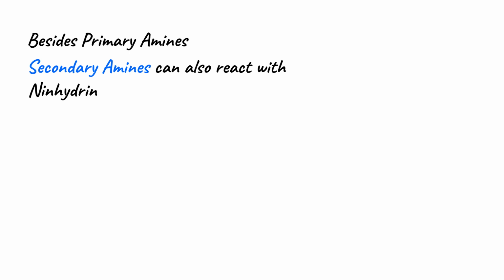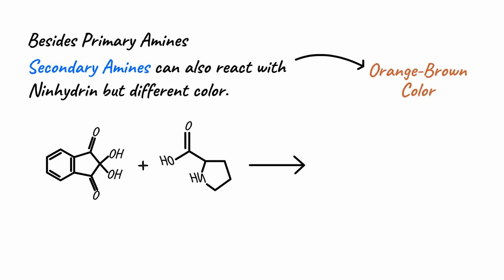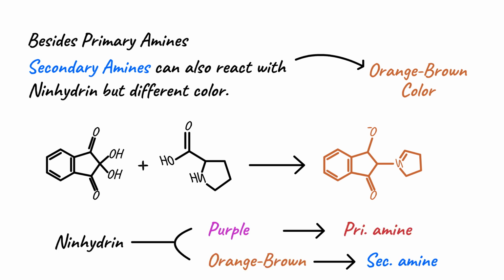Besides primary amines, secondary amines can also give a different color under ninhydrin. Instead of purple, they give an orange to brown color. This is because secondary amines cannot release the aldehyde intermediate the same way, and the mechanism follows a different pathway. So ninhydrin lets you distinguish between primary and secondary amines on the same plate.